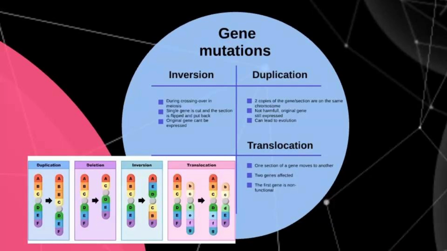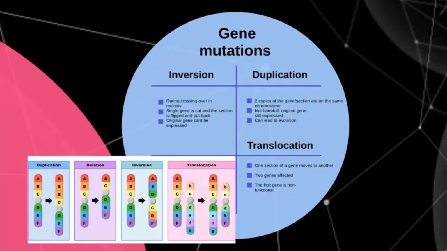And just to recap, with gene mutations we've got four different types. We've got duplications, where the same gene or fragment of the chromosome is repeated twice. We've got deletions, where a part is removed. We've got inversions, where the sequence or the fragment is flipped within the chromosome, and then we've also got translocations, where a fragment is moved to a new chromosome.